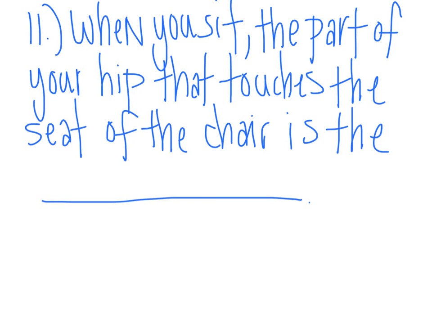Question 11, when you sit down, what part of your hip is touching the seat of the chair? So again, this is where your flashcards are going to come in handy, looking at that image. So remember, we've got 3 options. We can either say ilium, pubic bone, or ischium, because those are the 3 parts of your hip. And the correct answer here is your ischium. So that's the part that's going to hit the chair when you sit down.